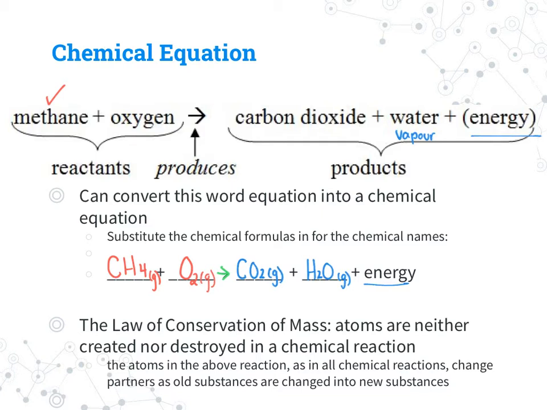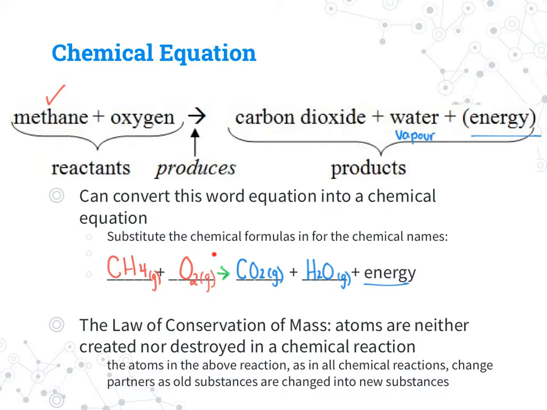Note, the law of conservation of mass says that atoms are neither created nor destroyed in a chemical reaction. So the atoms in the above reaction, as in all chemical reactions, change partners, and the old partners are changed into new substances. So in this case, we have carbon bonded with hydrogens, and it switches. It becomes carbon bonded with oxygens. The hydrogens were initially bonded with carbon, and the hydrogens are now bonded with some oxygens. So everybody switched. Nothing is the exact same on both the reactants and the product side.